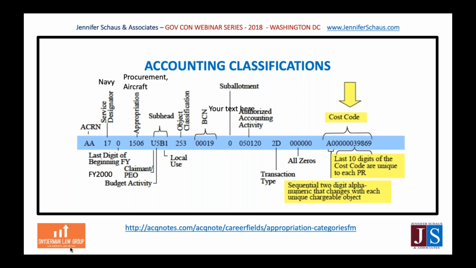The appropriation code is 1506, which is a procurement for an aircraft. And then you get down into the subheadings, which are the actual program executive office doing that work. So I just thought it'd be good to see sort of the basic numbering system and how this works. And so this slide's here for your reference.